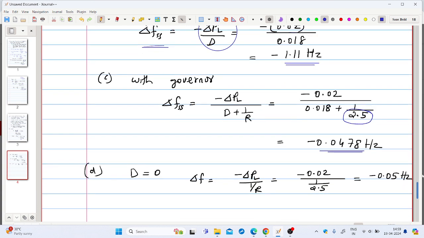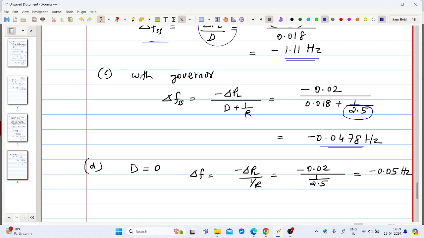Then in the last case, frequency dependence of loads is neglected. So D is 0. When frequency dependence is neglected, D will become 0. So only 1 by R will be there in the denominator. You can get the value of frequency deviation.